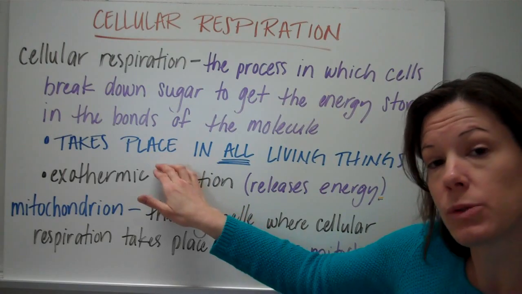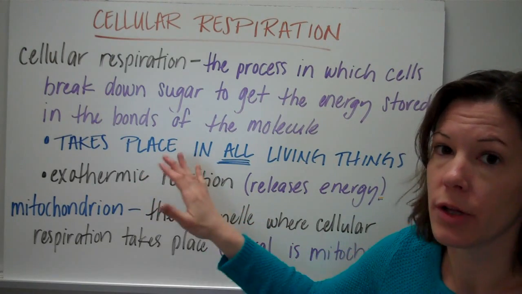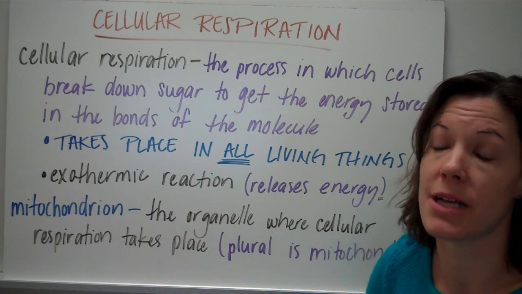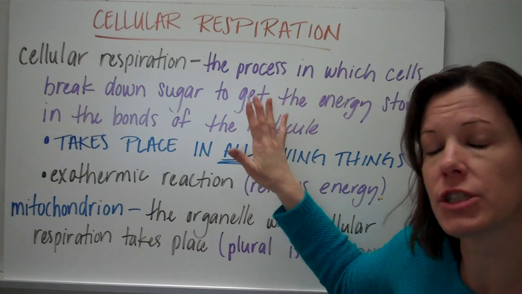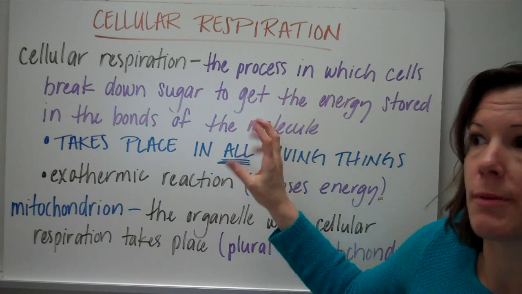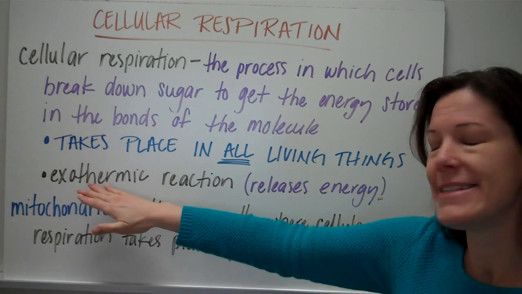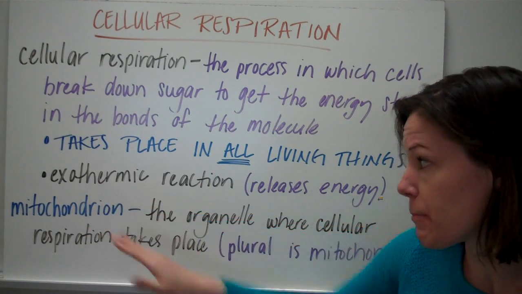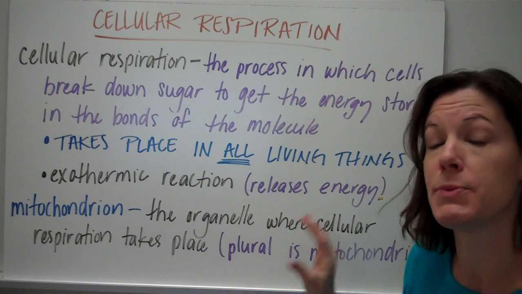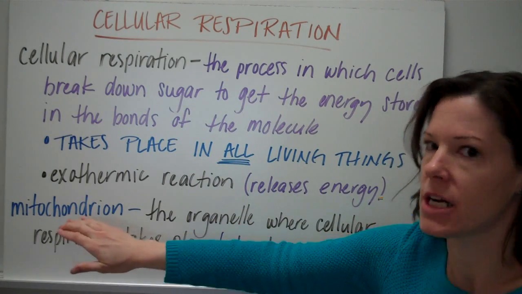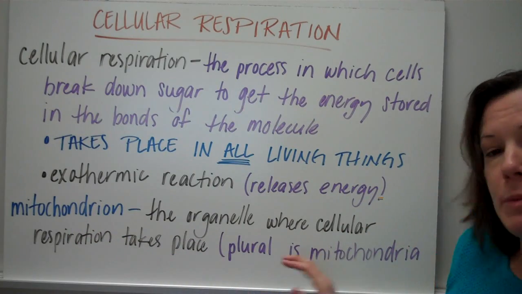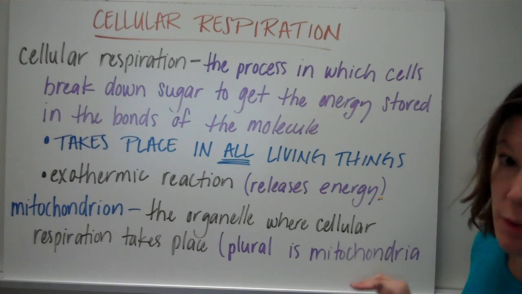Every single organism on the planet goes through cellular respiration, not just organisms that have to eat plants. And because you're actually breaking down the sugar molecule to release the energy, it's an exothermic reaction. Again, this all happens in one particular place in a cell, and that organelle is called a mitochondrion. Most people know it better as mitochondria, which is the plural.